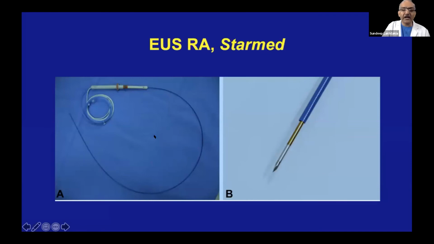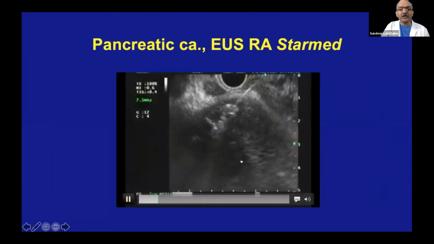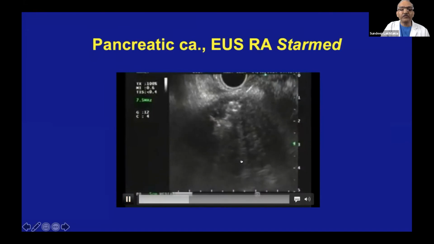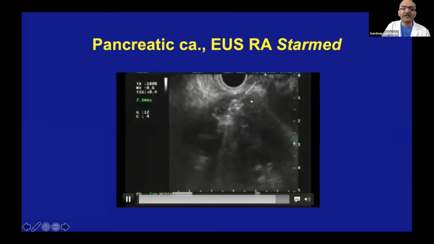It looks like an FNA needle, and this has been used for pancreatic adenocarcinomas, where it has been found to reduce the pain, and it is feasible. It's basically debulking the tumor. It's a large tumor here, and you can go in different directions just like fanning and burn in different areas.